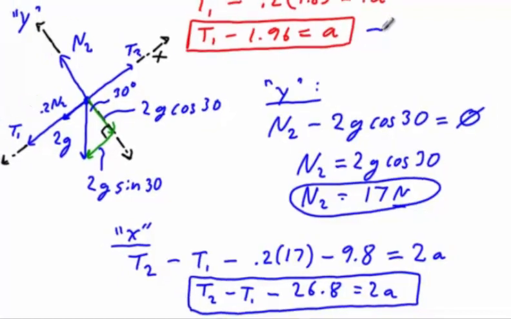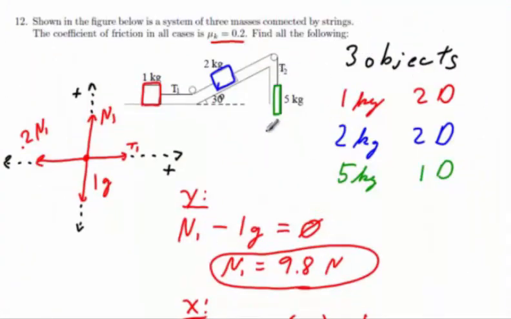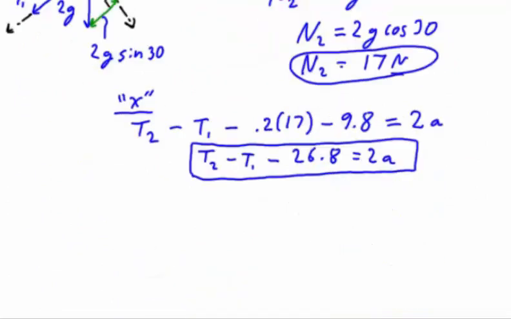So let's head up and see what we haven't done. What we haven't done is the analysis of the last of the three objects, and that's the 5 kilogram object. So, first step in every force problem is free body diagram. This dot will represent the 5 kilogram object. The first force on the 5 kilogram object is 5g downward. The next one is tension 2 upward.